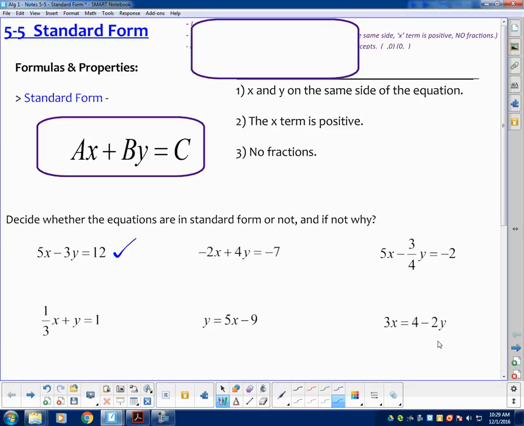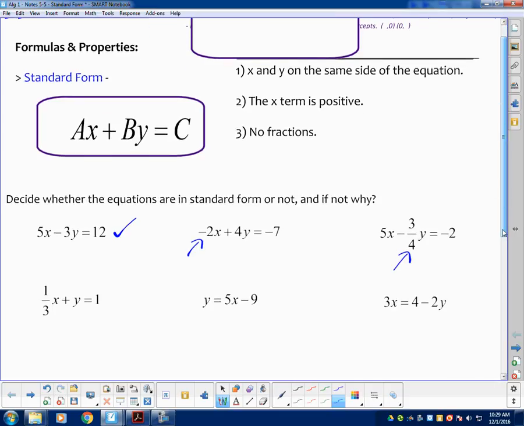The second one on here, x and y are on the same side of the equation. The x term is positive. Right here we have a negative in front of the 2, so that one fails at rule number 2. We could rewrite that in such a way to put it in standard form, but right now it's not. The next one on here, it says 5x minus 3/4 y equals negative 2. The x and y are on the same side. The x term is positive here, but then we also want no fractions, and you can see right here we have a fraction, so that one does not fall into the category of standard form.